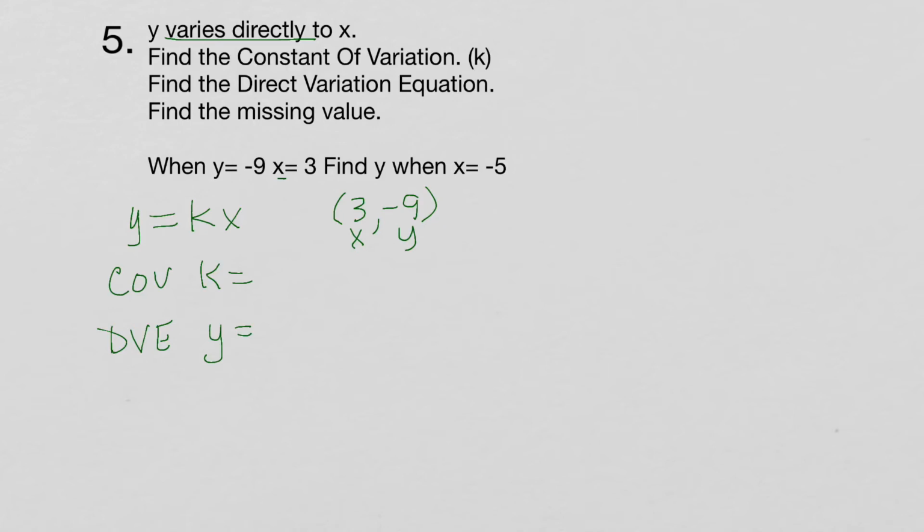I'm going to take my formula for direct variation. Y is equal to kx. I'm going to put negative 9 in for y, and I'm going to put 3 in for x. Negative 9 is equal to 3k. Is the variable on the left? It's not, so I'm going to do symmetric. 3k is equal to negative 9.